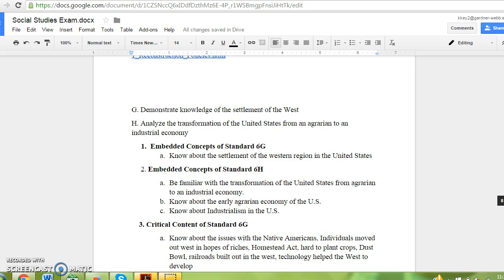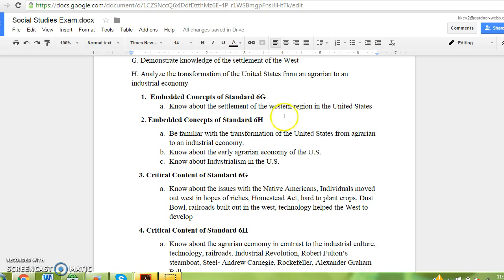So first, we of course look at the embedded concepts. The embedded concepts of Standard 6G would be to obviously know about the settlement of the Western region in the United States. The embedded concepts for Standard 6H would be to be familiar with the transformation of the United States from an agrarian to an industrial economy, and I should know about the early agrarian economy of the U.S. and also know about the industrialism that occurred in the U.S.